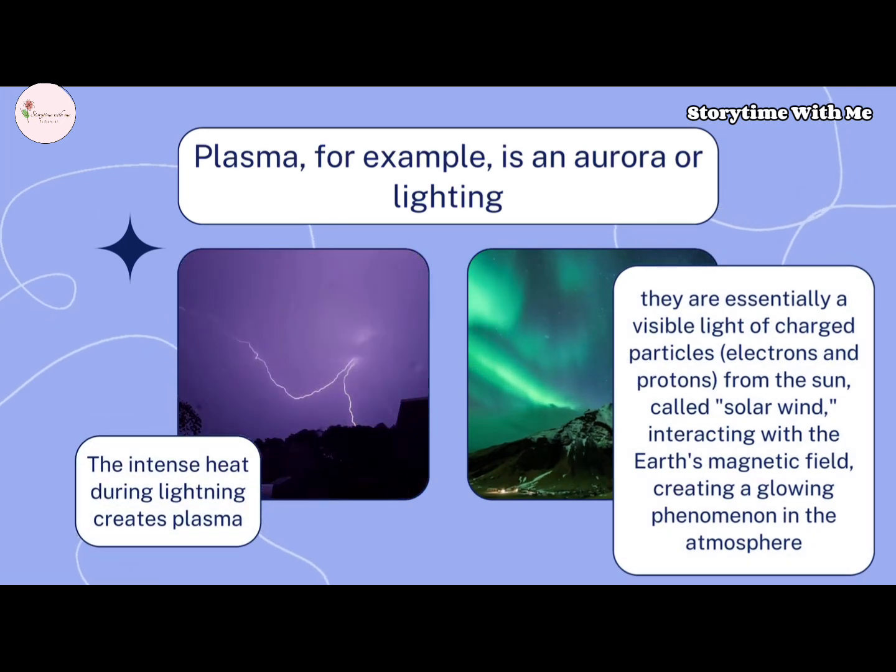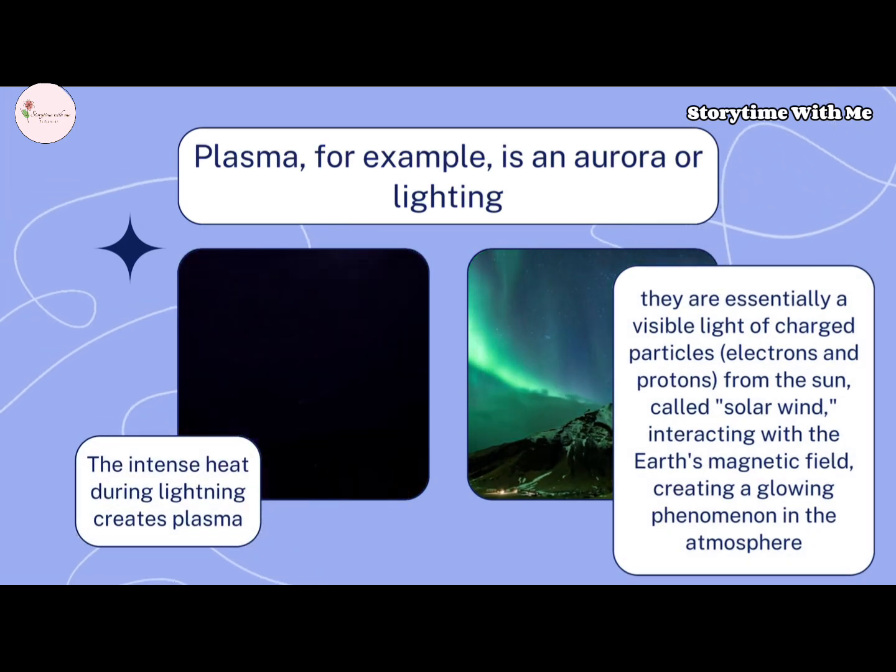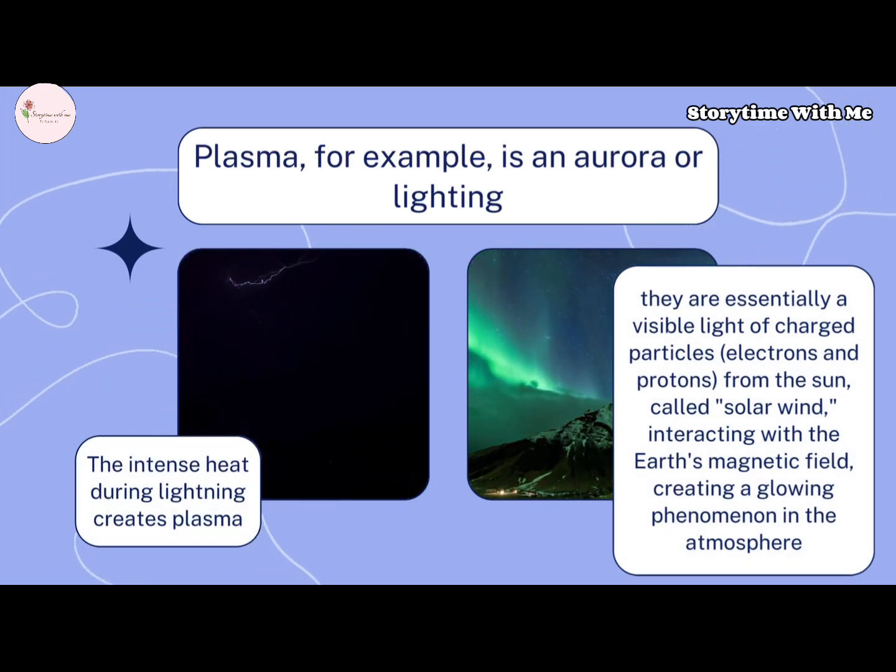Plasma, for example, is an aurora or lightning. The intense heat during lightning creates plasma. And the aurora is essentially visible light from charged particles, electrons and protons from the sun called solar wind, interacting with the Earth's magnetic field, creating a glowing phenomenon in the atmosphere.